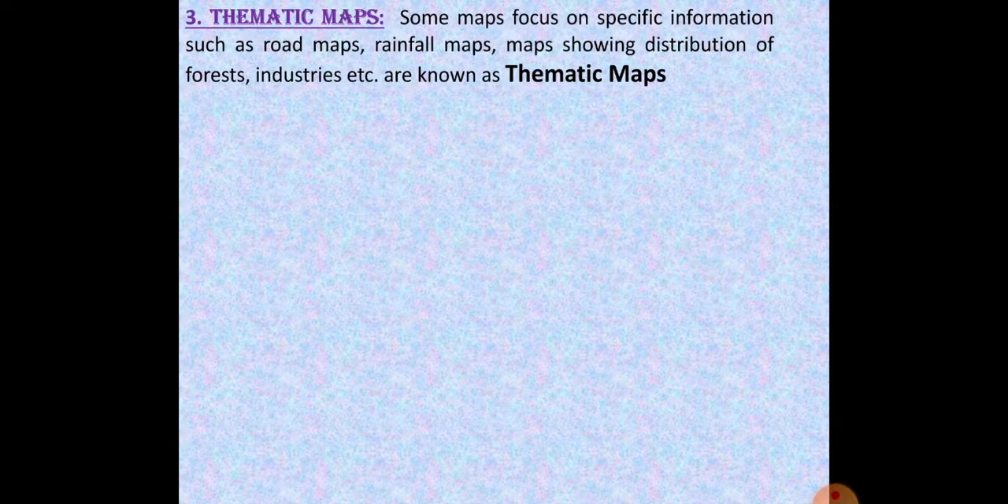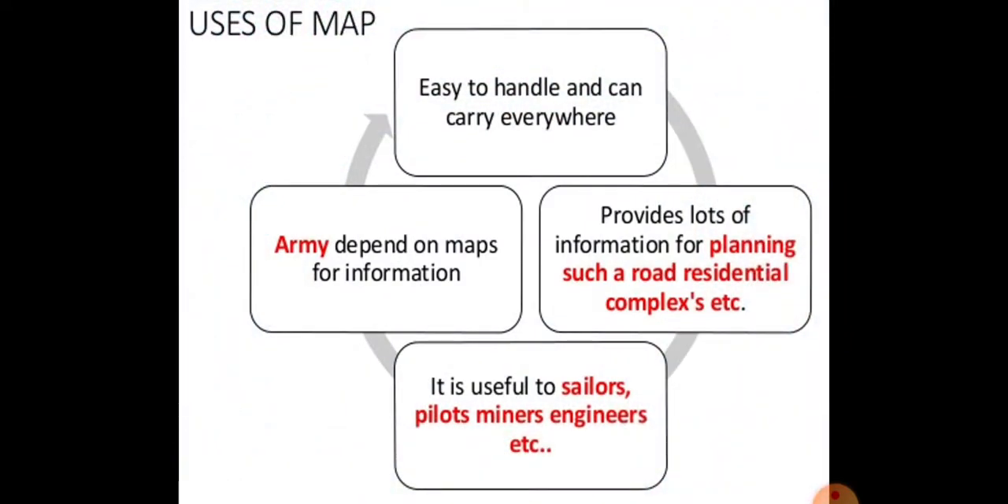And the third type of map is thematic maps. Some maps focus on specific information such as road maps, rainfall, or maps showing distribution of forests, industries, etc. These are known as thematic maps. So what is a thematic map? The maps that focus on specific information such as roads, rainfall, or distribution of forests, etc. are known as thematic maps. An example of a thematic map is the rainfall map of India. Now you have seen the different types of maps: political maps, physical maps, thematic maps, etc.